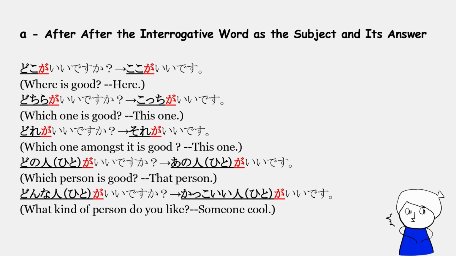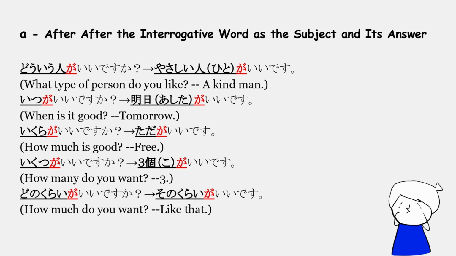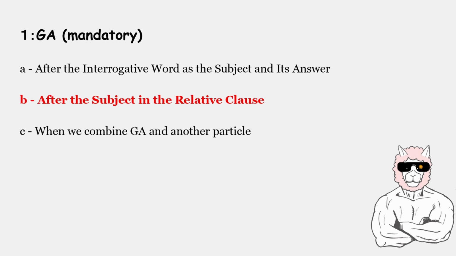Did you read it? That's too much, but this is the last page. So take a look a bit. How was that? Did you understand this rule? So, now we are gonna see the mandatory ga after the subject in the relative clause.